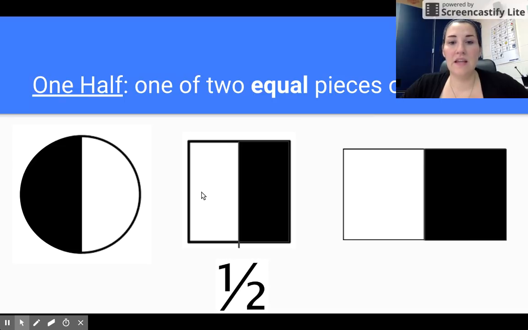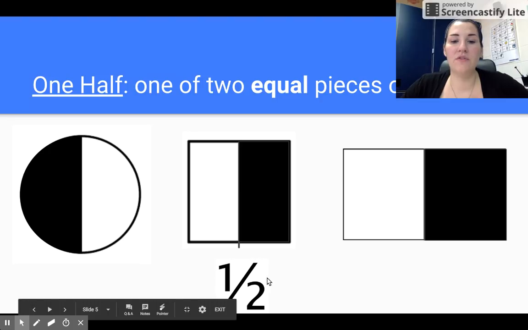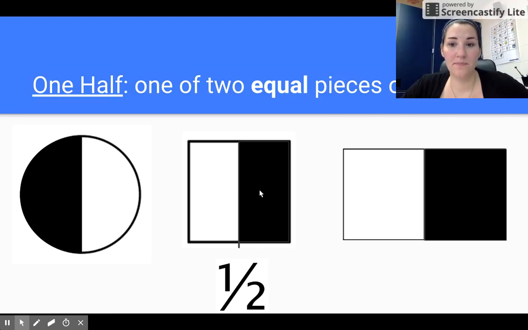So you'll see again that they are two equal pieces. The pieces are the same size, but one of them is shaded in. So 1 out of 2 of the pieces, or 1/2 of the square, is black. And finally, we have our example with a rectangle. So 1/2 of the rectangle is black. We could also use it to describe the white portion as well. We could say that 1/2 of the rectangle is white.